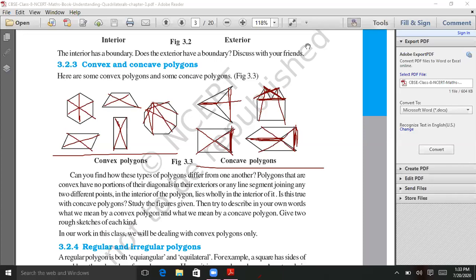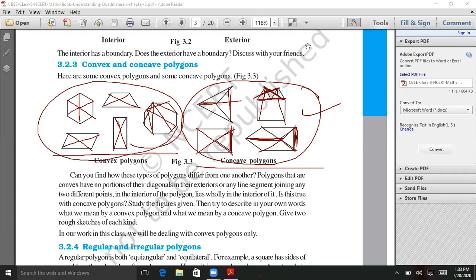These are the opposite vertex. So you can see the diagonals are going outside in concave, and in convex they will meet inside. So if the diagonals go outside the figure of a given polygon, then it will be called concave polygon. And if the diagonals of the polygon meet inside or lie inside, they will be called convex polygon. So here in this chapter, we'll discuss about the convex polygon, right?